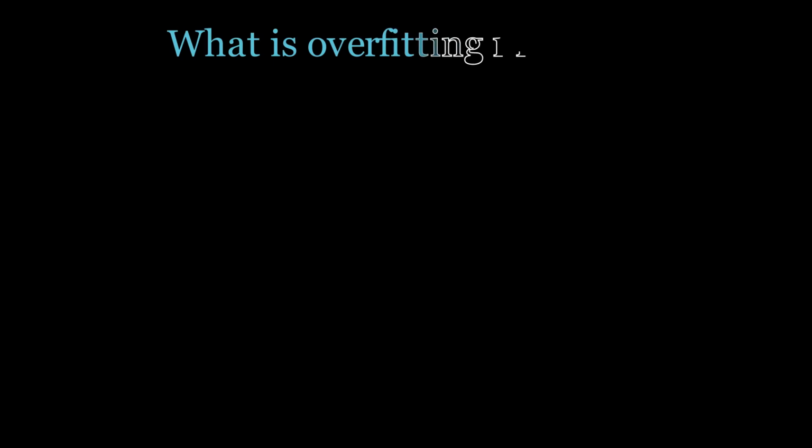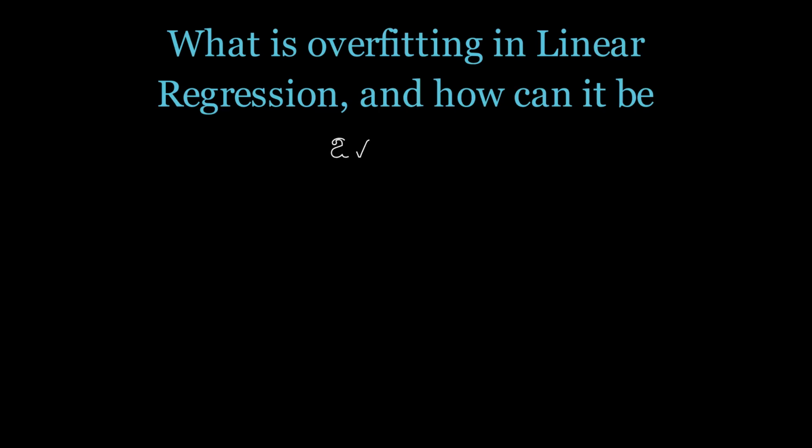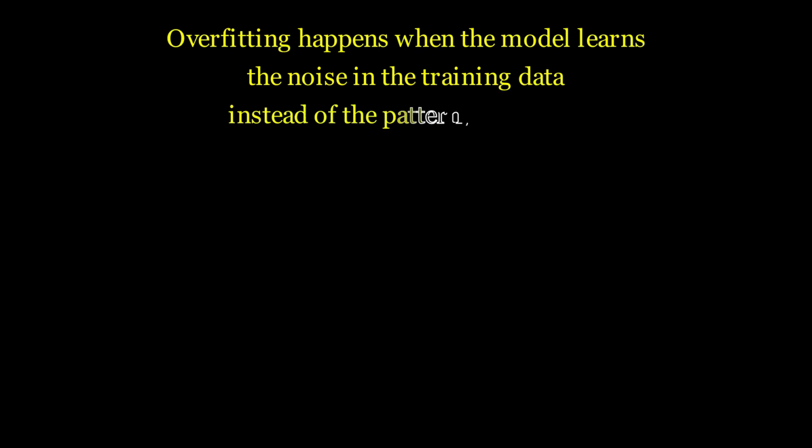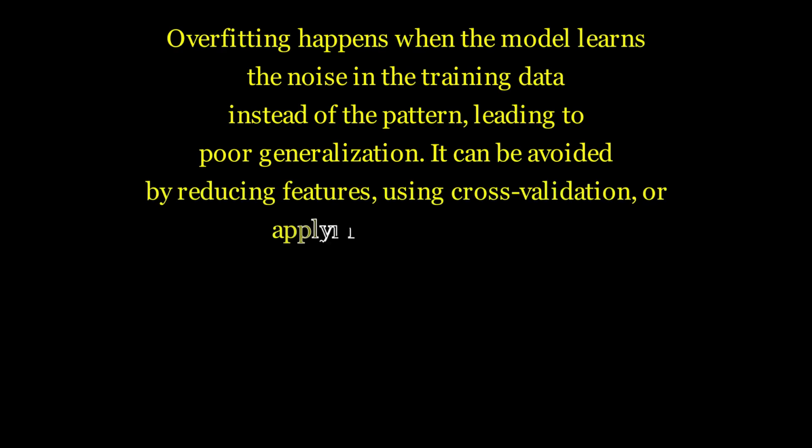What is overfitting in linear regression and how can it be avoided? Overfitting happens when the model learns the noise in the training data instead of the pattern, leading to poor generalization. It can be avoided by reducing features, using cross-validation, or applying regularization.